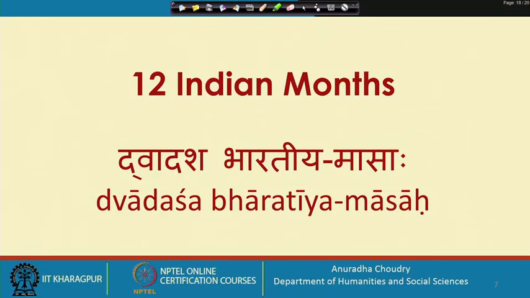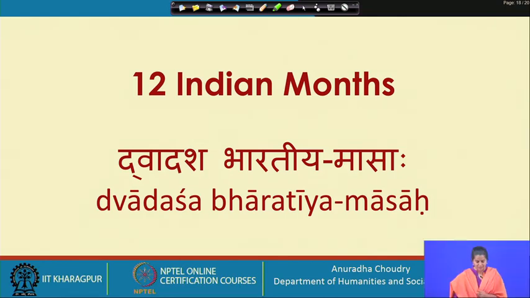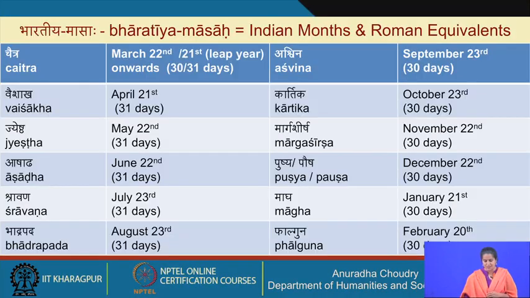I'd also like to introduce you to the 12 Indian months. And the 12 Indian months that we have, here I've written in Sanskrit, as you can see, are Dwadasha Bharatiya Masaha. So Dasha was 10, Dwadasha is 12, Bharatiya Indian, and Masaha singular. And because it's in plural masculine, Masaha. So let's look at them.